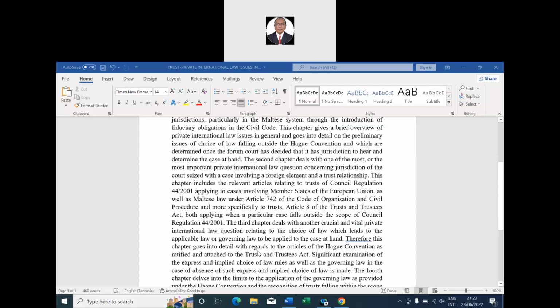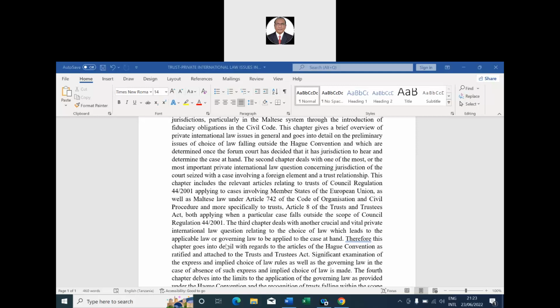Then the third chapter deals with another crucial and vital part: international questions relating to the choice of law, which leads to the applicable law or governing law to be applied to the case at hand. As I told you clearly, a trust is formed on the principle of the law of contract. So in the law of contract, as we studied yesterday, choice of law is there, even though the parties do not belong to the particular country, because they have chosen the law of a particular country whose law is well developed, and hence parties will choose such a law.